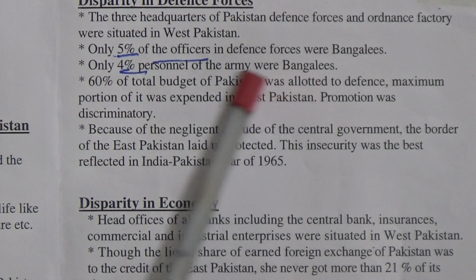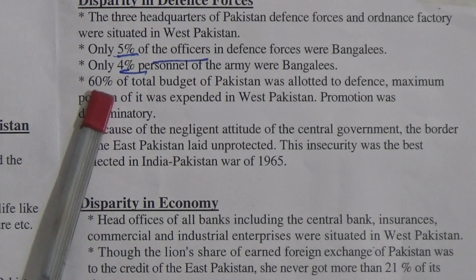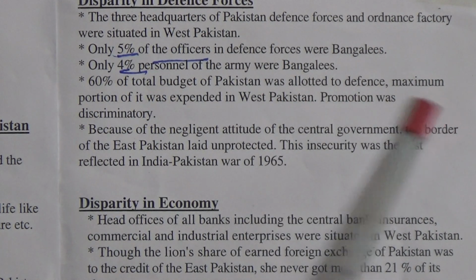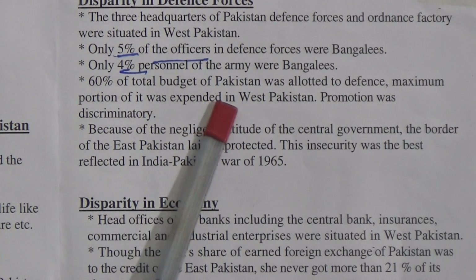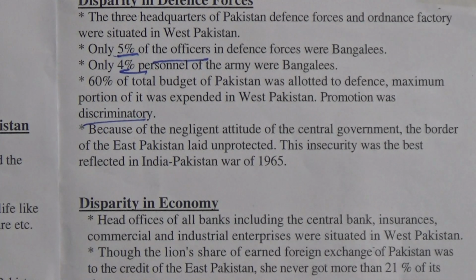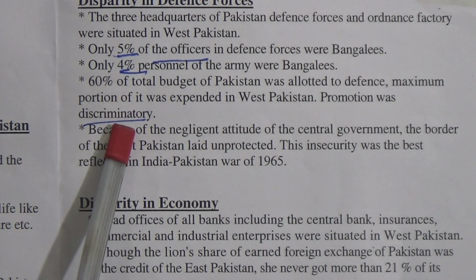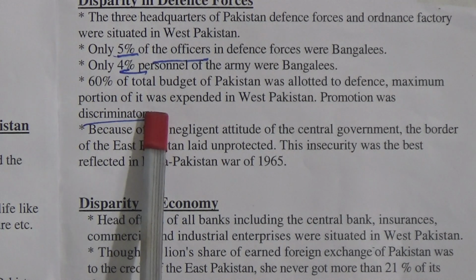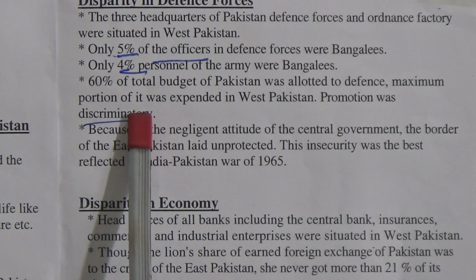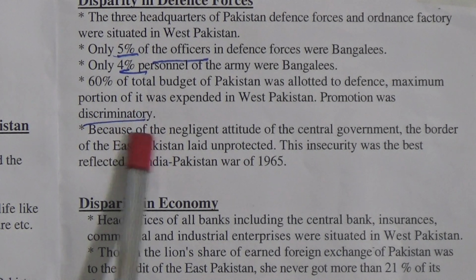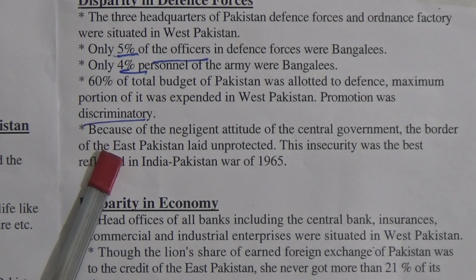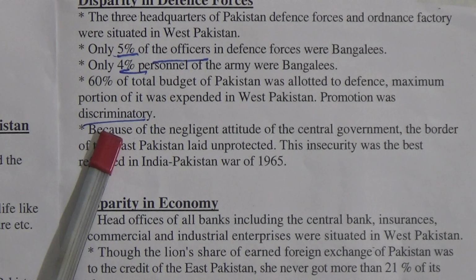5% in defense forces and 4% in the army, and 60% of the total budget of Pakistan was allotted to defense. Maximum portions of it were expended in West Pakistan, and promotion was discriminatory. So 60% of the total budget was also for the West Pakistanis, and most of the portion of the budget was expended in West Pakistan, though Bengalis had a larger population at the time.